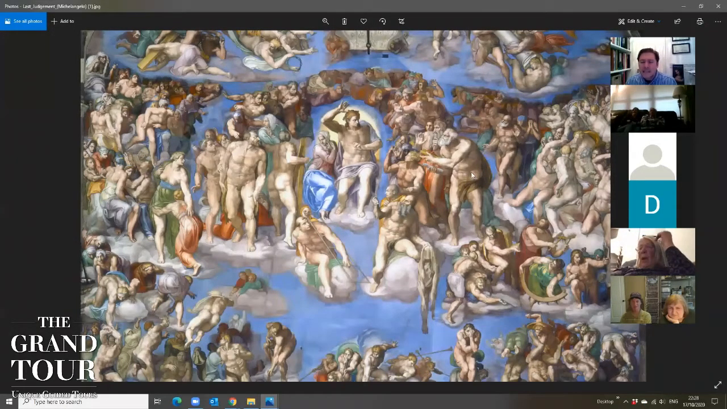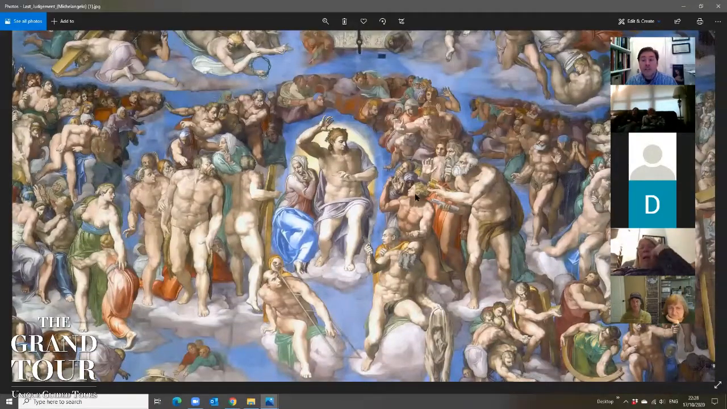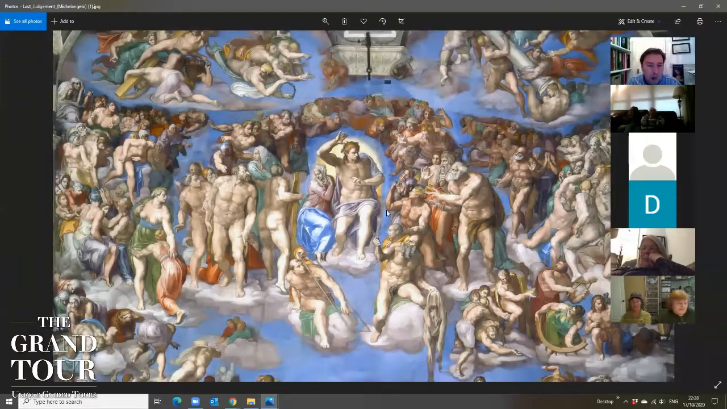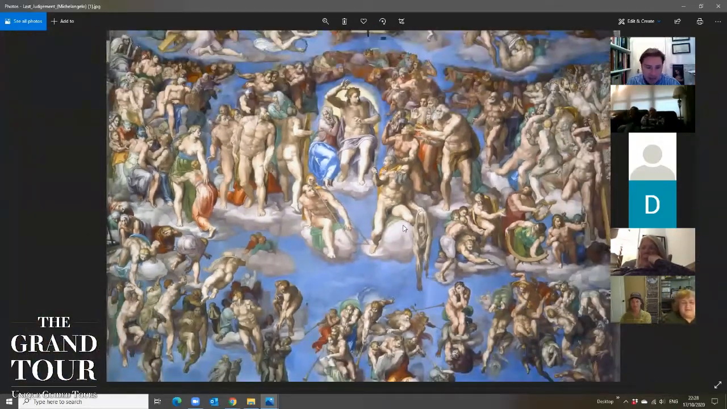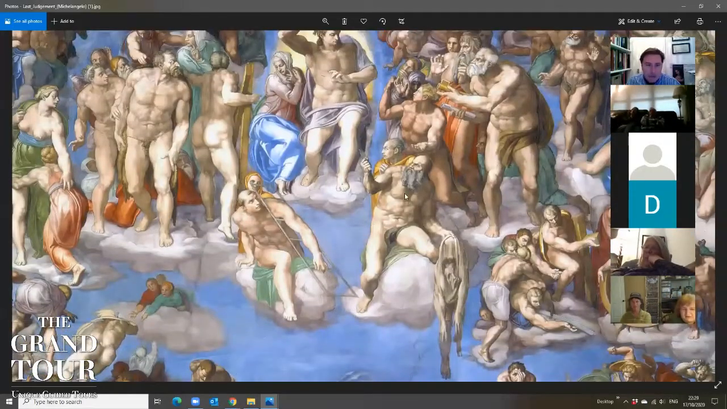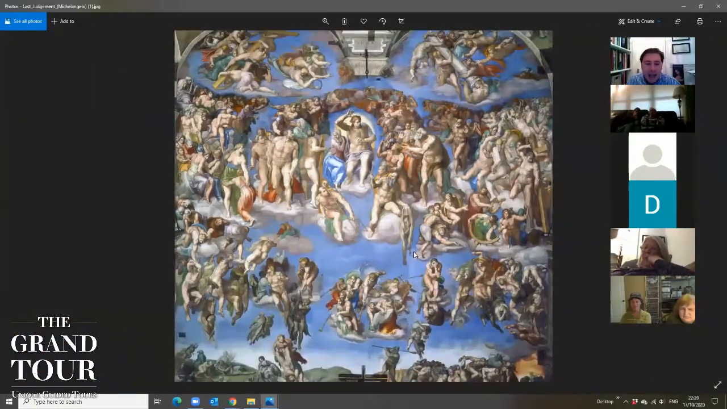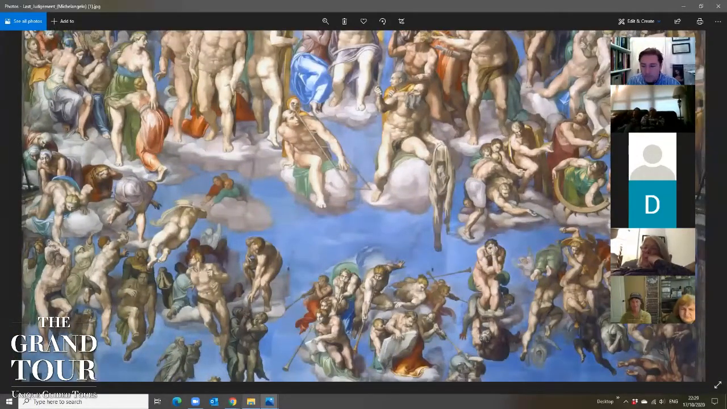And I think still today we have a problem with nudity, which is amazing to think that in the 1500s it was okay, but now it's become a problem again. Even in an art context, because of course this was not related to sexuality at all.